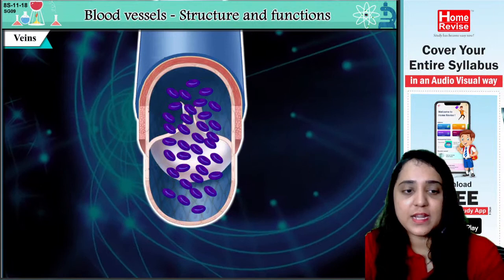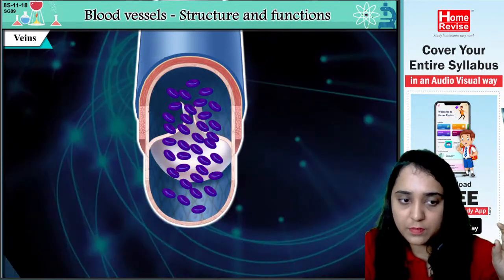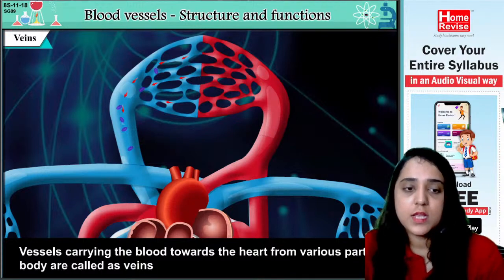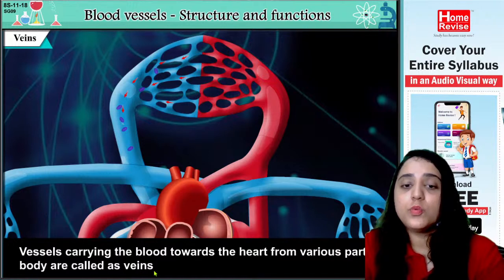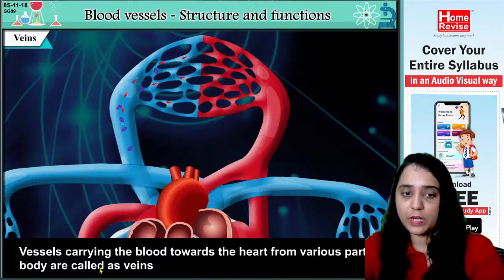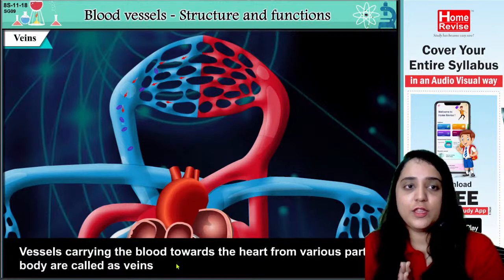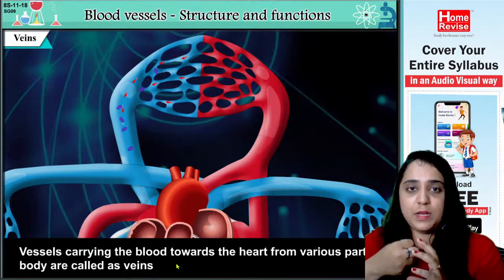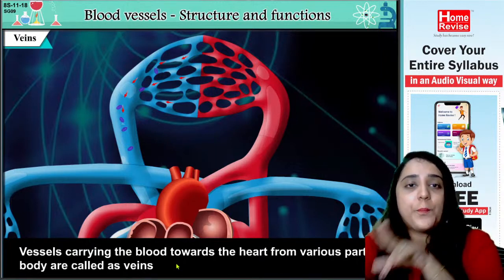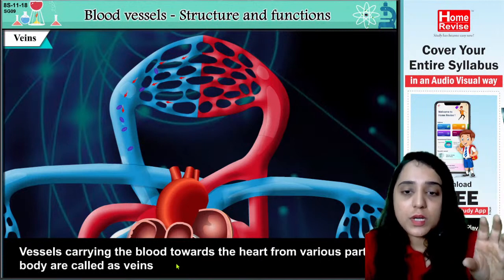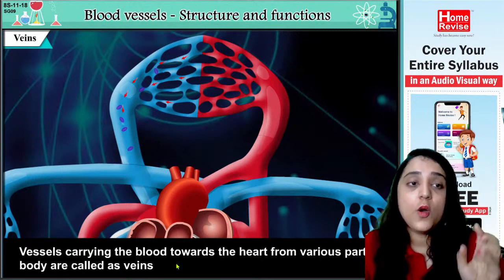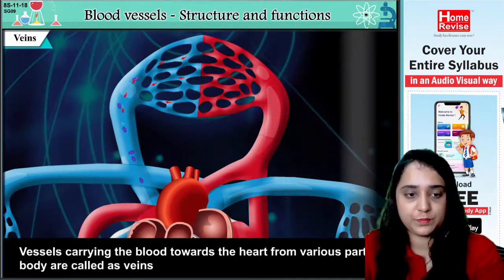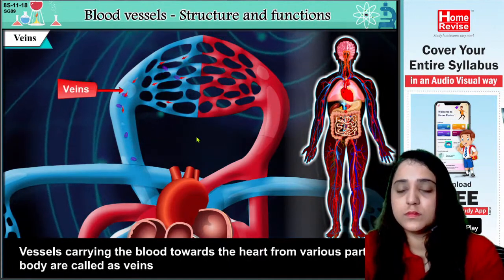Veins. Now, as we studied about the vessels in red color, which carry blood away from the heart and are called arteries, now we will see the one in blue color, which is nothing but the veins. Vessels carrying the blood towards the heart from various parts of the body are called veins. What is the function of the arteries? To carry the blood away from the heart. Now the opposite: to carry the blood towards the heart from various parts of the body. Who performs this function? Veins perform this function.